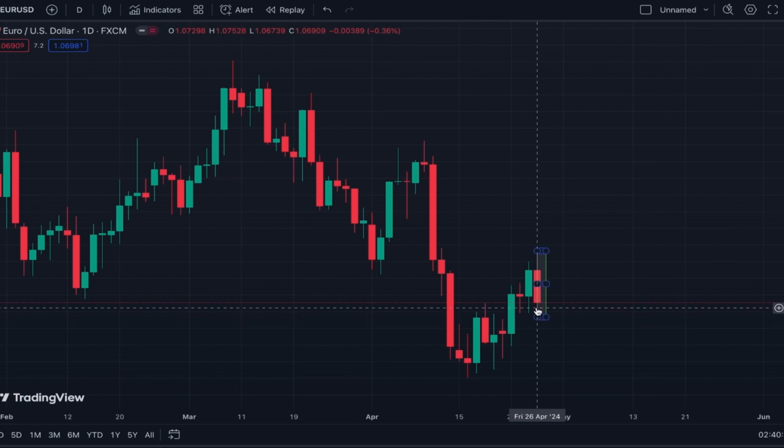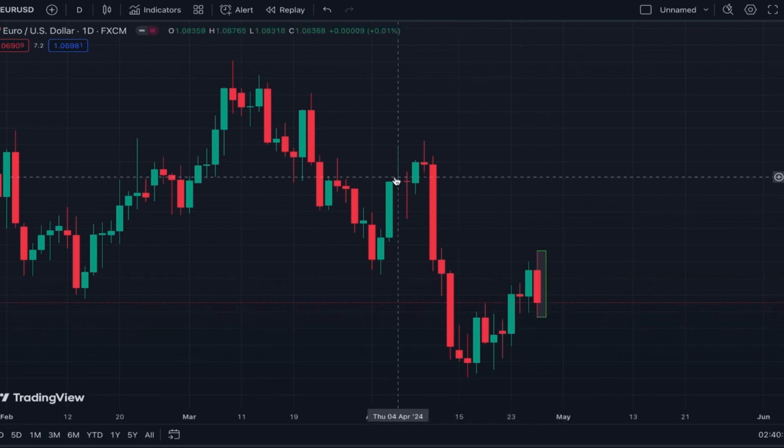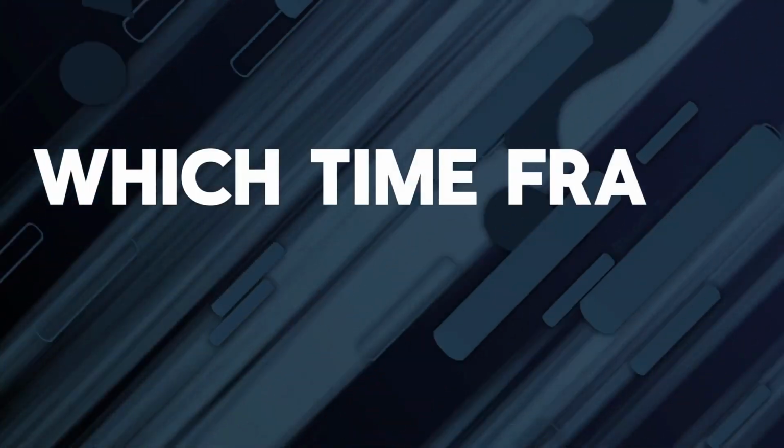And similarly, 7 of these candles on the daily time frame are just one candle on the weekly time frame, or 30 of these candles are just one candle on the monthly time frame. Alright, now that you completely understand the differences between different time frames and how they are interrelated to each other, you may wonder, okay, which time frame should we use?